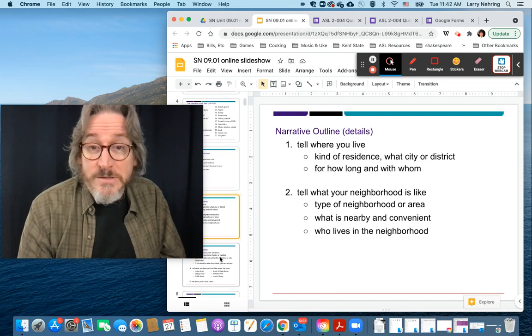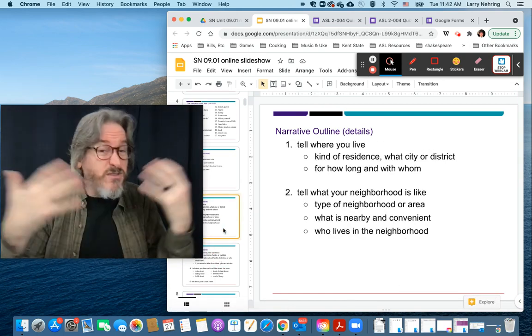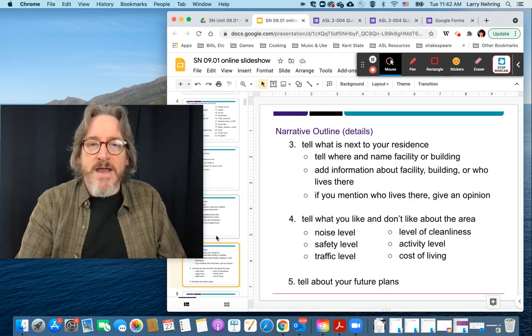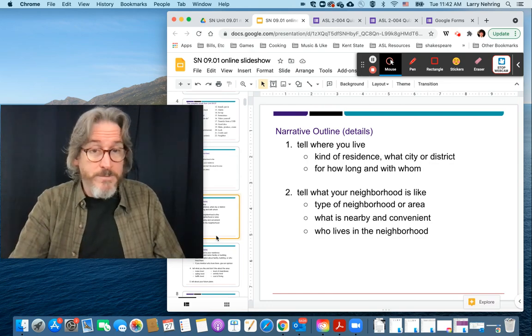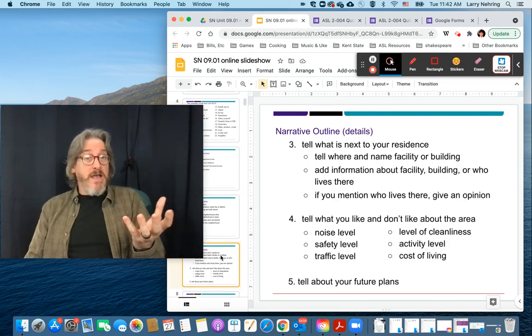But at least I used to. And so that's nearby and convenient. If there's a bus stop or a train or something like that, that's also worth mentioning. And then who lives in the neighborhood. That can be as specific or as general as you feel comfortable.